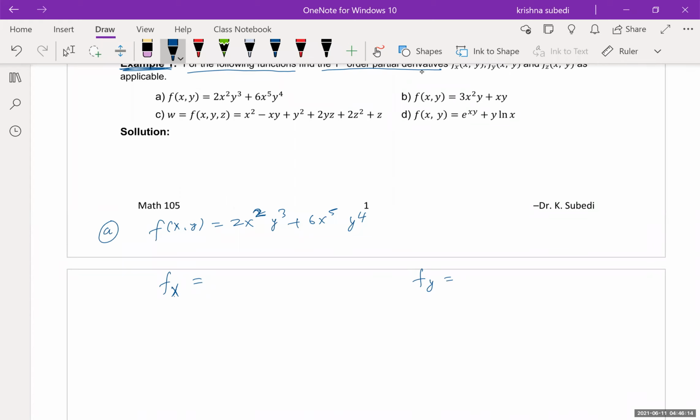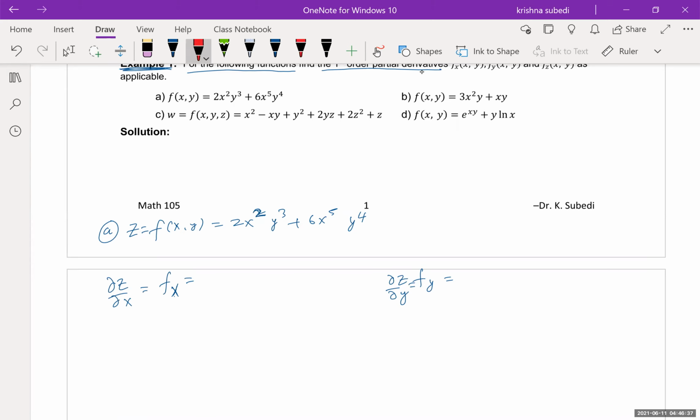Okay, and if you want to write another notation, you can also write, let's say this is z equals this one, then you can also write dz, delta z over delta x, and in this case you can write delta z over delta y if you like. Now let us calculate the derivative.